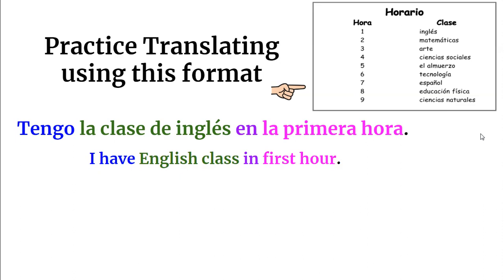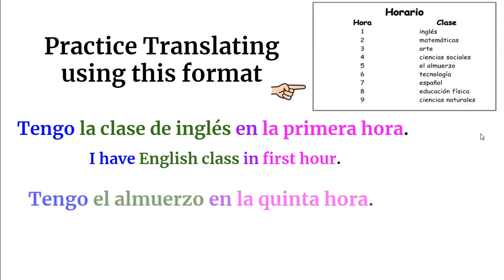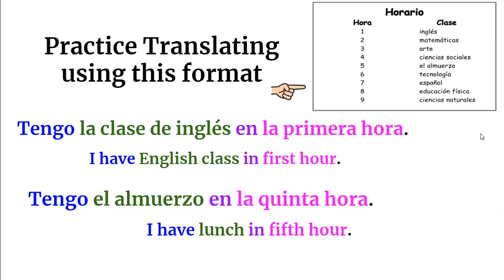So you would say la, and then primero could be substituted for whichever ordinal number you're talking about, whatever hour of the day, and then hora would remain at the end. Remember, if you're talking about lunch, you're not going to say tengo la clase de el almuerzo. You're just going to say, I have lunch, tengo el almuerzo, en, and then which hour you have it.